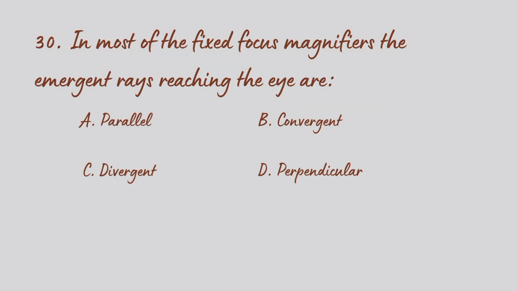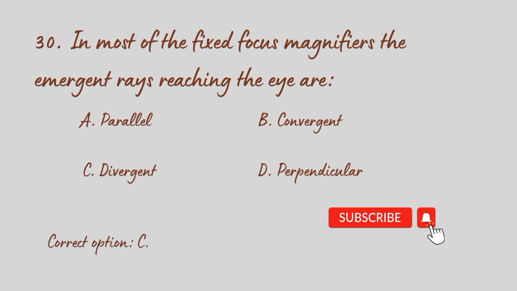Next question. In most of the fixed focus magnifiers, the emergent rays reaching the eye are option A, parallel, option B, convergent, option C, divergent, and option D, perpendicular. Correct option is option C, divergent.